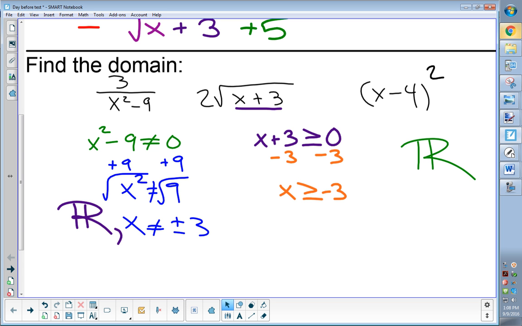Questions with anything there? Writing equations and finding the domain. Both things are very important.